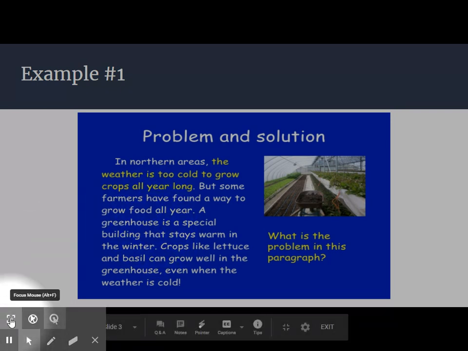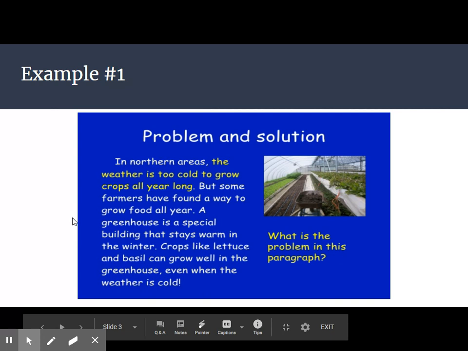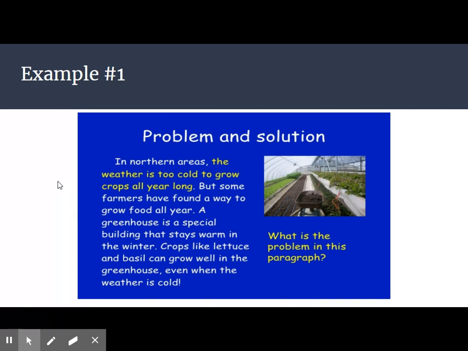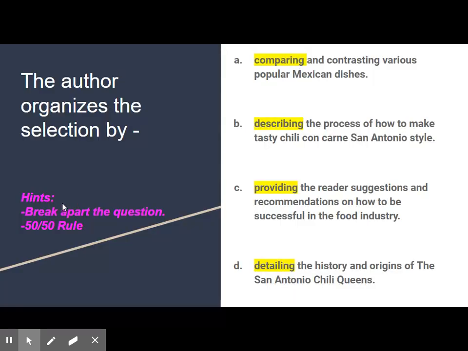Authors are very intentional in how they present their information. It's really important to look at those details, to have dialogue within yourself as you're reading a passage or a paragraph. Now we're going to go ahead and apply what I just talked about to the article San Antonio Chili Queens.